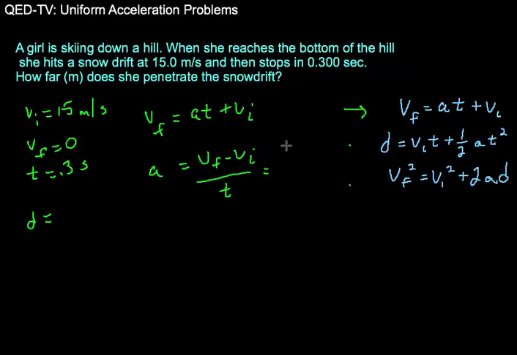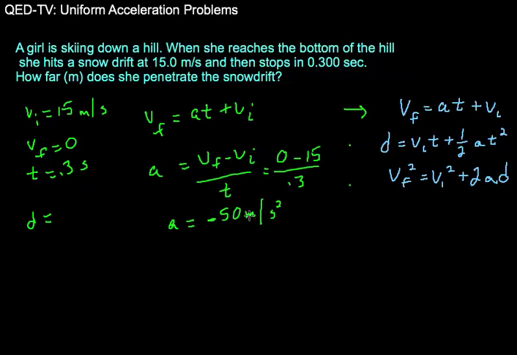which would equal 0 minus 15 divided by 0.3. And I get an acceleration rate of negative 50 meters per second squared. She is slowing down 50 meters per second for every second, so that's not good. She's going to probably die. But there's my acceleration.